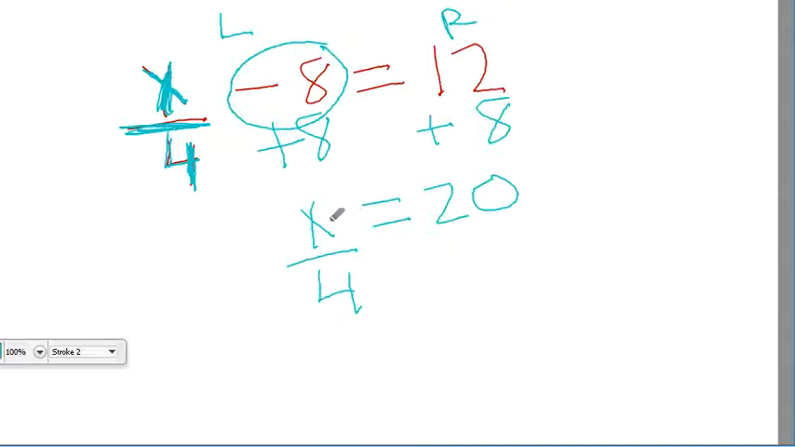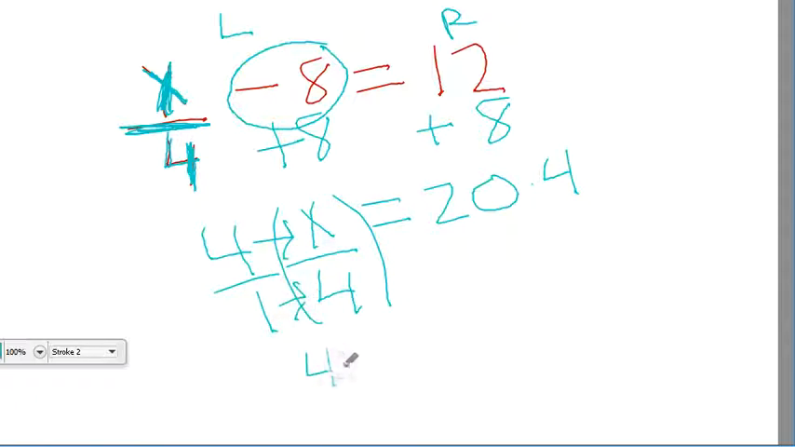Now from here, to get this x by itself, to get rid of the divided by 4, we're going to have to multiply the left side by 4, which means we also need to multiply the right side by 4. When we multiply 4 over 1 by x over 4, to multiply fractions you do top times top over bottom times bottom, so that's going to be 4x over 4, and you guys know that 4 divided by 4 is 1, so 1x. So 1x equals 20 times 4, which is 80.